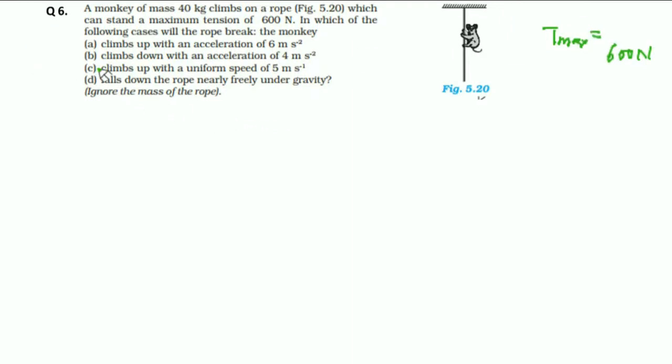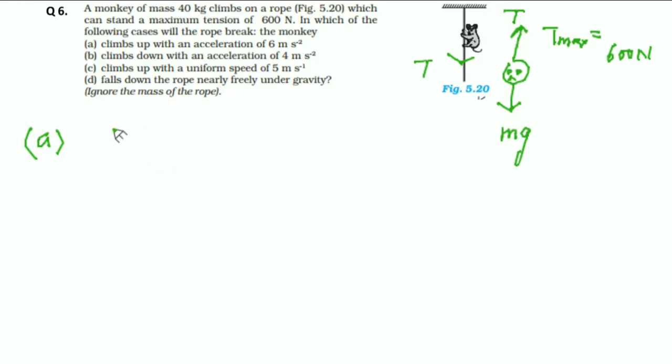Okay. So the first case: in which of the following cases will the rope break? First case, go for the first, A. Monkey climbing up with acceleration 6 meter per second square. How will the monkey go in the upward direction? The monkey must apply force T on the rope in the downward direction. So according to Newton's third law, the string will also provide the same force on the monkey in the upward direction. So suppose this is the monkey, and the same force T acts in the upward direction, and mg of the monkey will act in the downward direction.